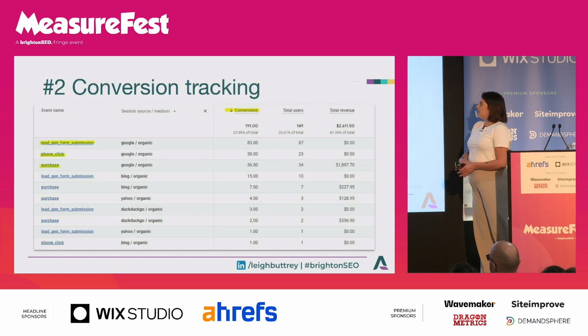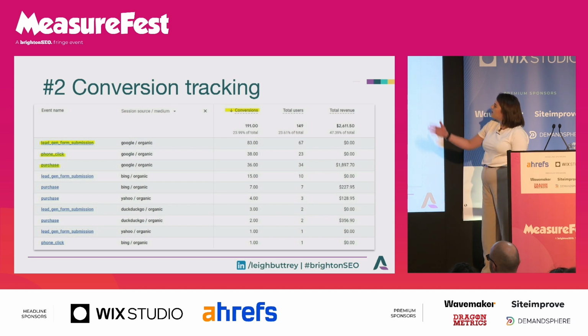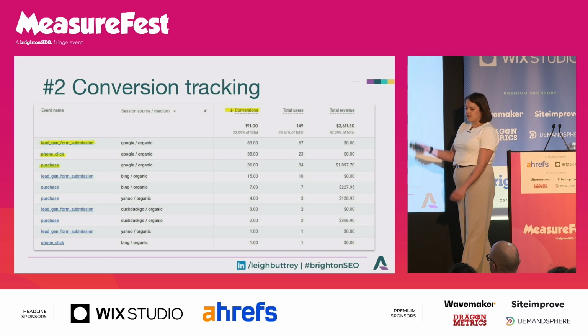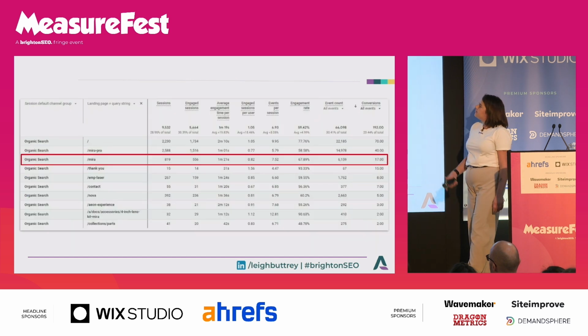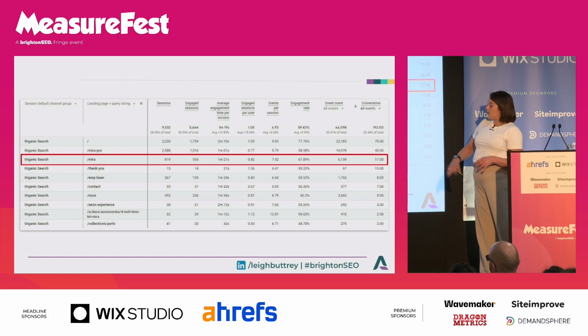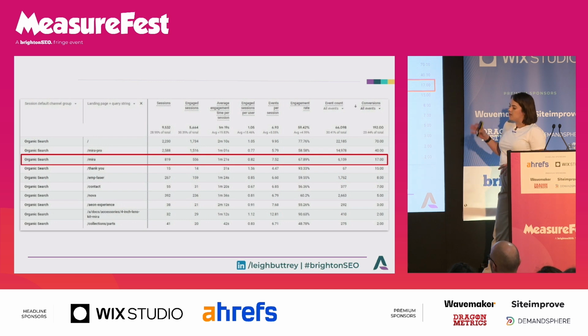The next thing you can do is obviously look at conversion tracking based off session source and medium. So yes, we can say we had 83 conversions for the lead gen form submission via Google Organic. The next thing you can do as well, another report that I quite like to look at, is look at organic search next to the landing page query string, and then look at how many conversions you've got.